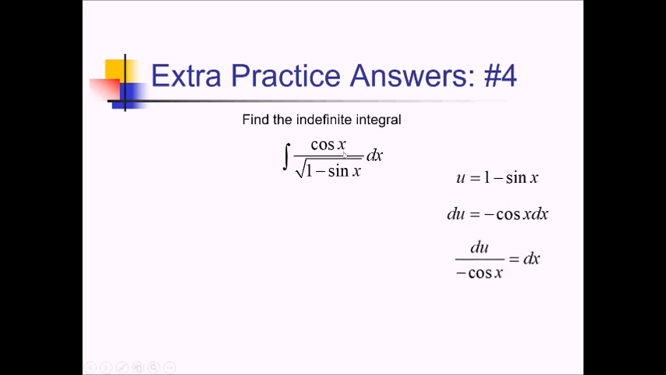Substituting back in, we can write this as cosine of x over square root of u times du over negative cosine of x. And these cosines are going to cancel. I have a negative still, and I'm going to rewrite this as u to the negative 1/2 power, and we still have that du kicking around. Using my reverse power rule now, this bumps up to an exponent of 1/2, and then dividing by 1/2, really multiplying by 2, we have negative 2u to the 1/2 plus c. And then I can plug in 1 minus sine of x for u and call it a day.